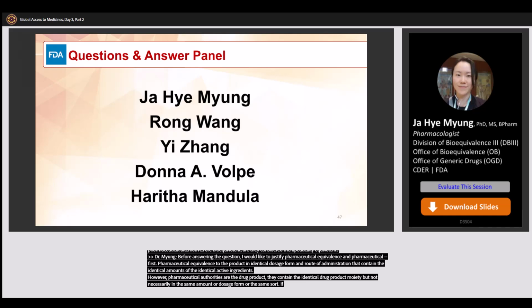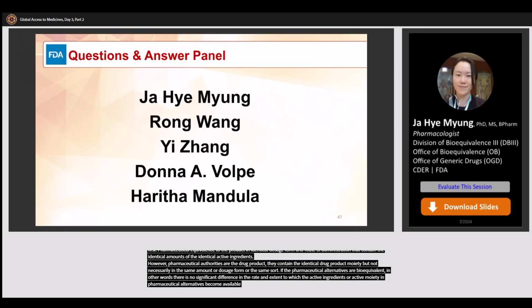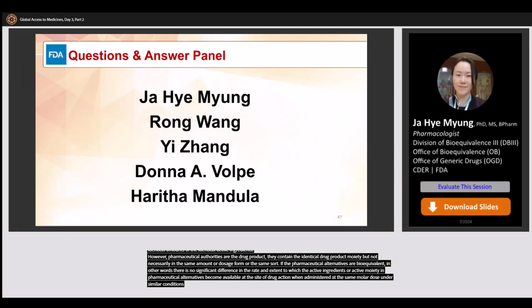If the pharmaceutical alternatives are bioequivalent, in other words, there is no significant difference in the rate and extent to which the active ingredients or active moiety in pharmaceutical alternatives become available at the site of drug action when administered at the same molar dose under similar conditions in an appropriately designed study, they may be considered as therapeutically equivalent.